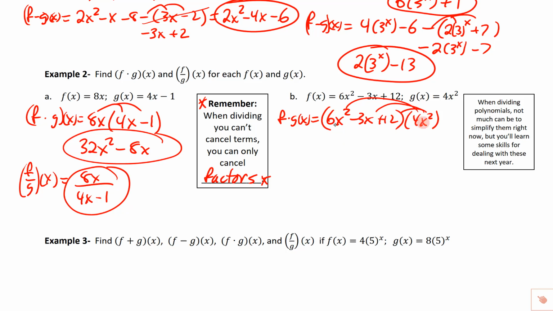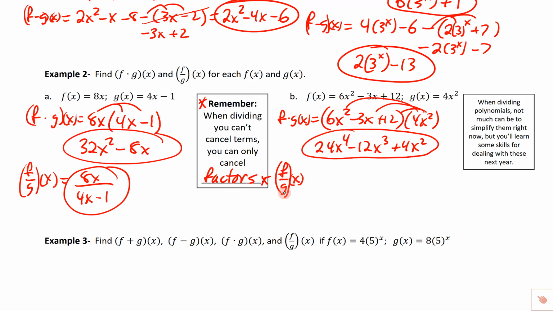So this is 4x squared times 6x squared. That's 24x to the 4th, remember? Multiplying these together, we add the exponents. Then we have 4x squared times negative 3x. That's going to be negative 12x to the 3rd. And then I've got 4x squared times 12. That's going to be 48x to the 2nd. You'll notice that there really aren't any like terms here, so we're done with that one right there. And we can move on to doing the division one.